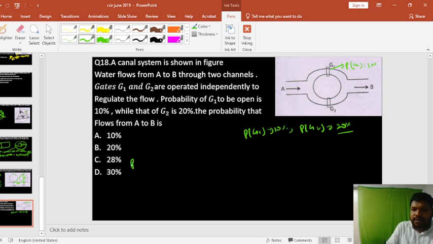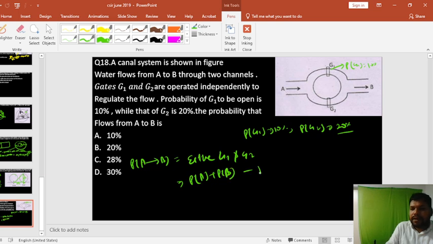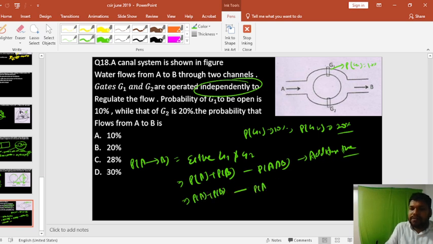See, water flowing from A to B means that it can flow through either gate number 1 or gate number 2. So I'll write it down: probability of A plus probability of B minus probability of A intersection B. This is called the addition theorem in probability. Now both gates are operated independently. Independently means P of A intersection B becomes P of A into P of B. Gate 1 is not affecting gate 2 and gate 2 is not affecting gate 1. So this is the multiplication theorem, for independent events.